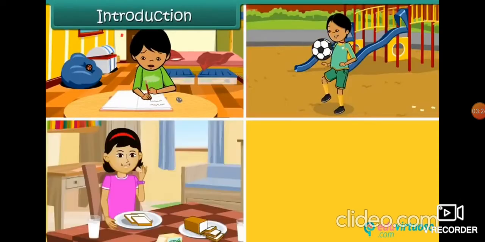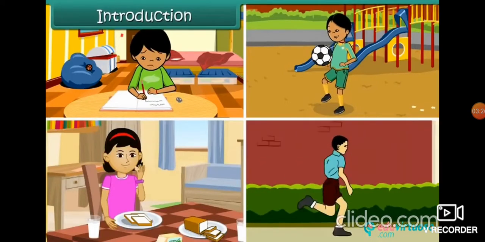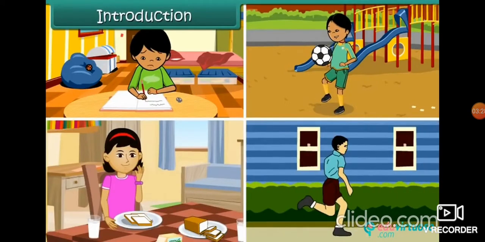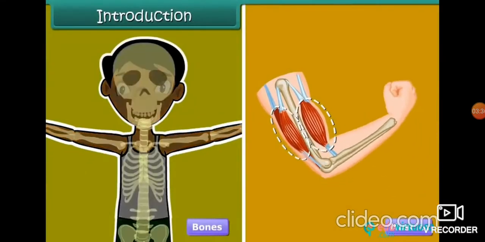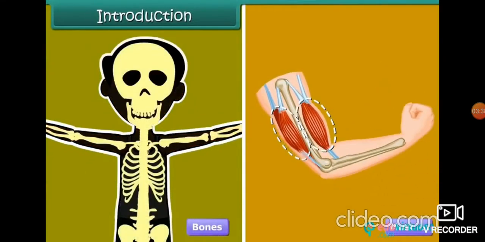Now let's study in detail. We can do different activities. We can write, we can play, run, walk, we can eat by ourselves. How can we do all these things by our body? It means there is something which is helping us. Bones and muscles help us together in the movement.